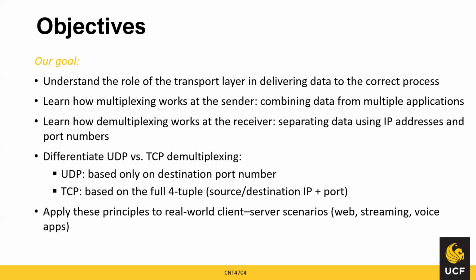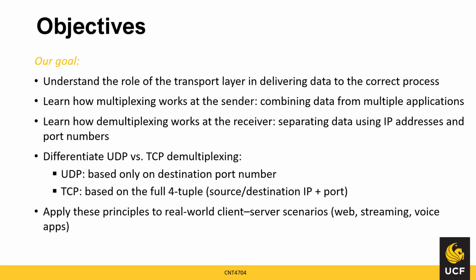The objectives of this lecture are to understand the role of the transport layer in delivering data to the correct process. We also want to learn how multiplexing works at the sender, where data from multiple users is combined and sent down to the server, and how demultiplexing works at the receiver, once the receiver receives that data and knows how to separate it based on the IP addresses and port numbers.